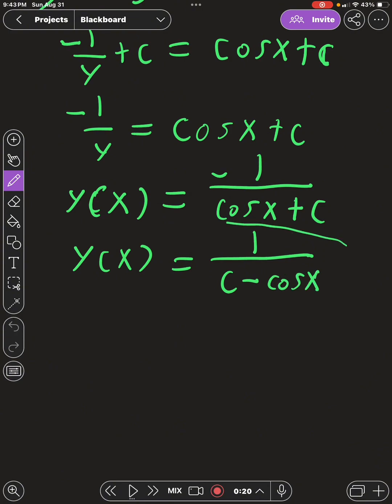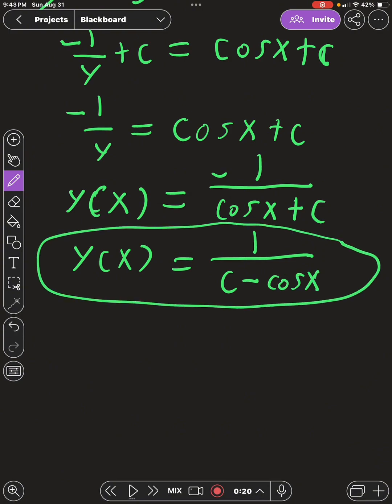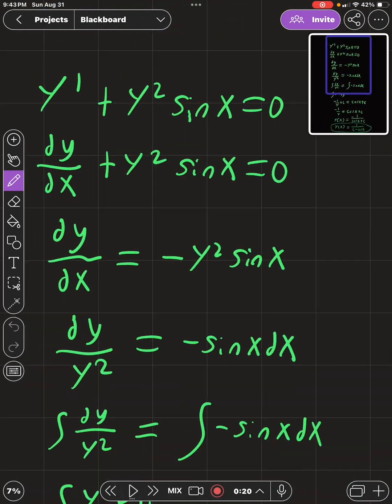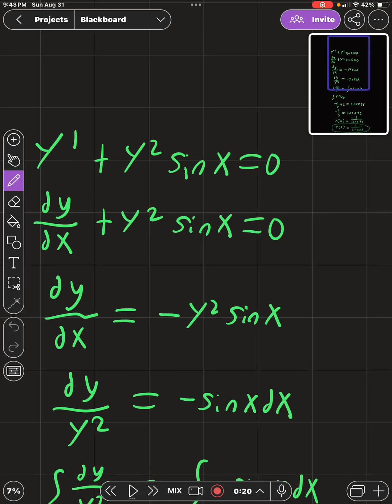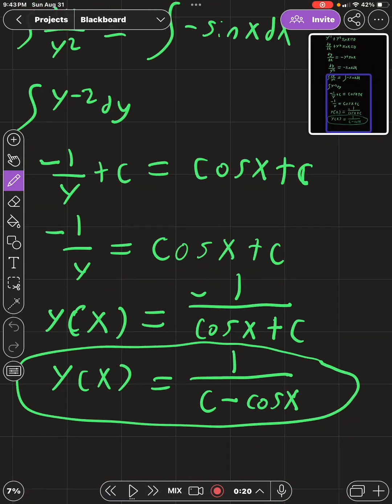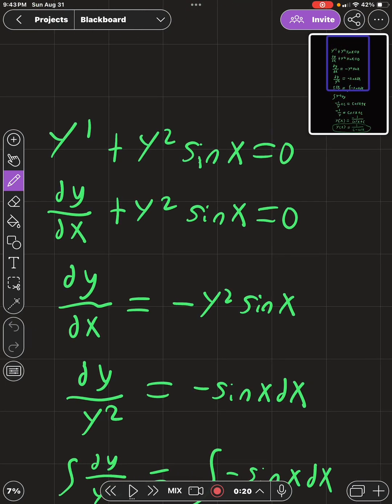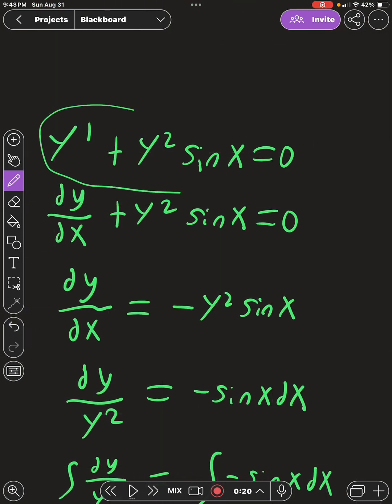And voila, here we are. This is the solution to the differential equation y prime plus y squared sine of x equals 0. So what does that mean? This value of y solves the equation. You can go ahead and plug this into the equation and verify that it's correct.